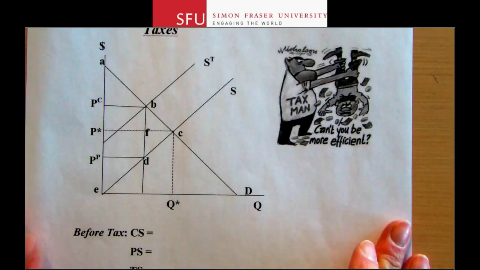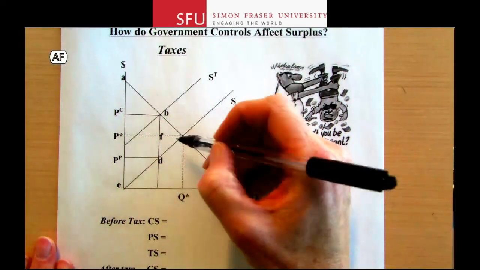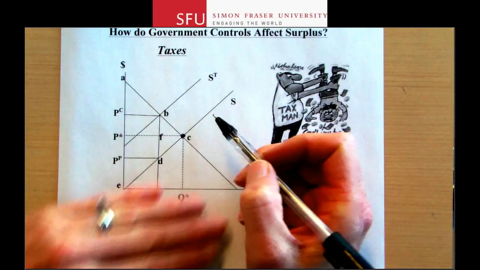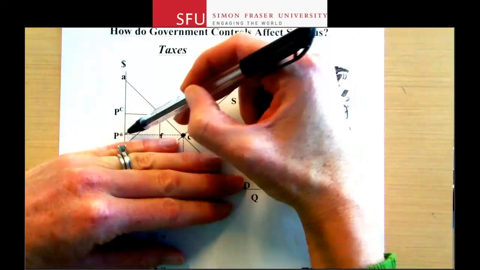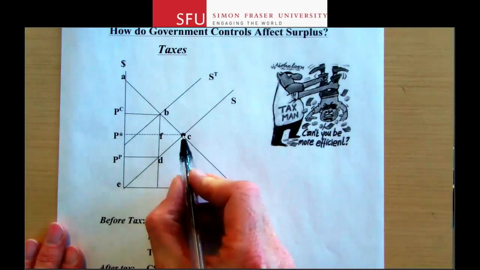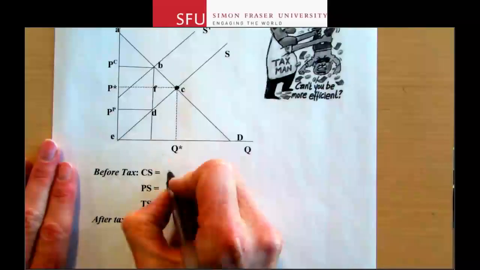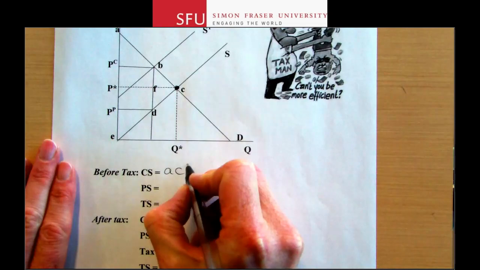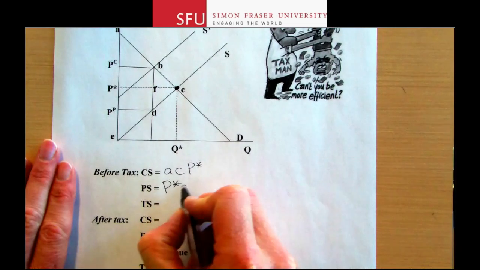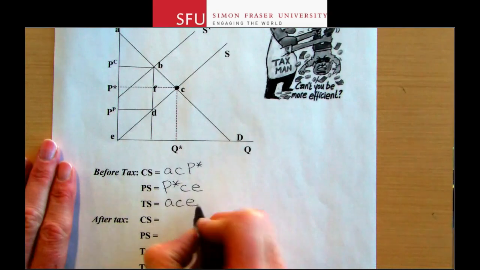Now first, before tax. Before tax, the market would be at this equilibrium here. Consumer surplus would be the top triangle, so A to C to P star. And producer surplus would be the bottom triangle here between P star, C, and E. And so the total surplus would be A, C, E.